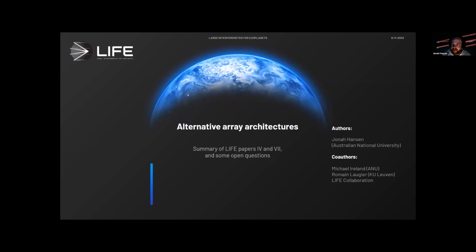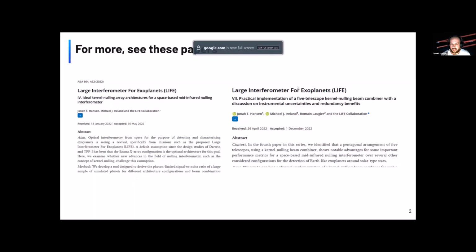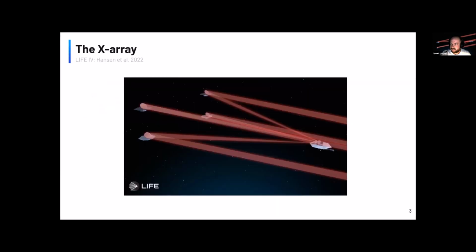But I'm going to be spending the next 10 minutes or so talking a little bit about different array architectures, summarising mainly LIFE papers 4 and 7 with a few open-ended questions at the end. If you want to learn more, feel free to read these papers or send me an email. I'm happy to chat about it. But I'll get into it.